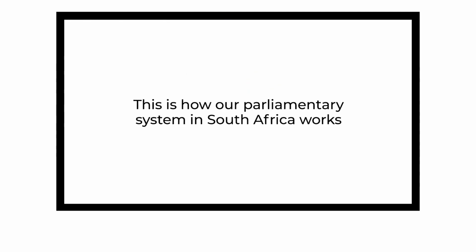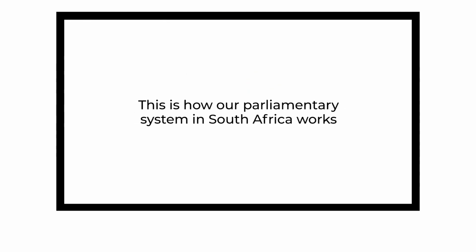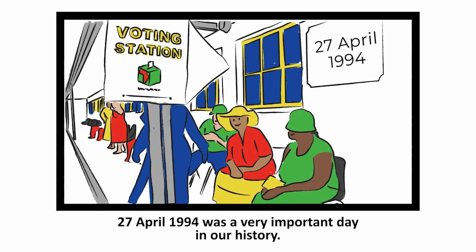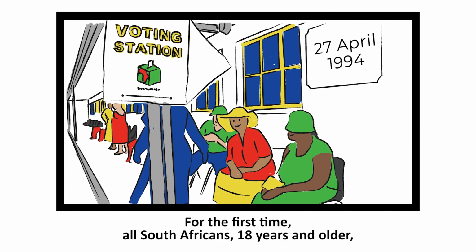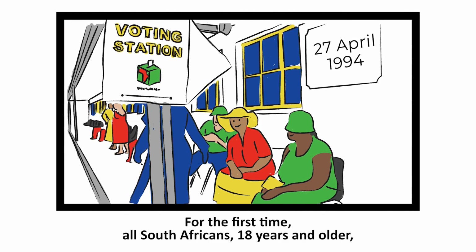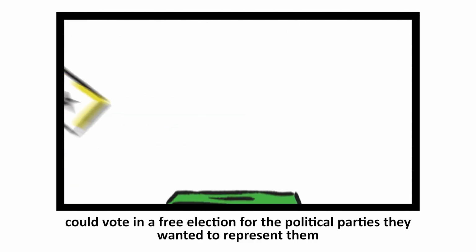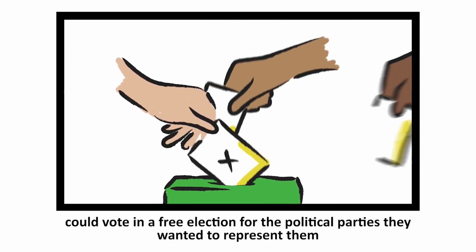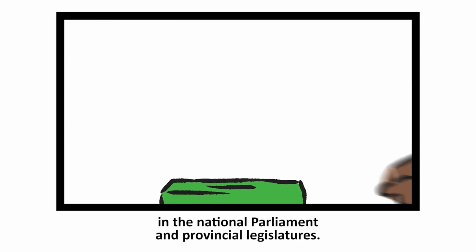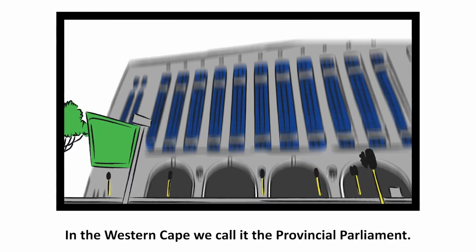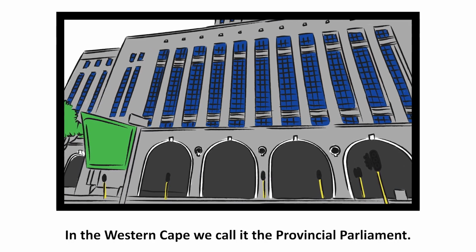This is how our parliamentary system in South Africa works. 27 April 1994 was a very important day in our history. For the first time, all South Africans 18 years and older could vote in a free election for the political parties they wanted to represent them in the national parliament and provincial legislatures. In the Western Cape, we call it the Provincial Parliament.